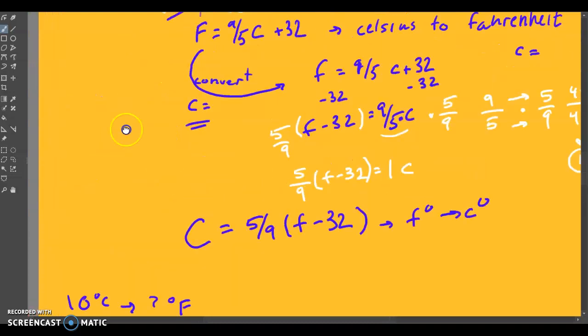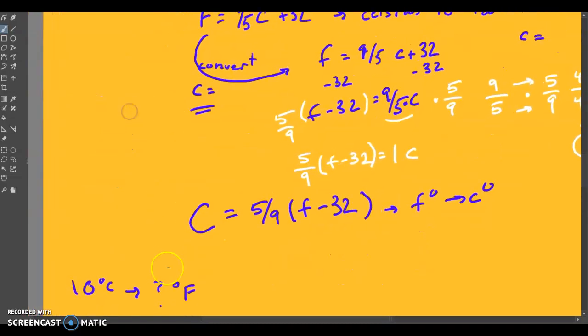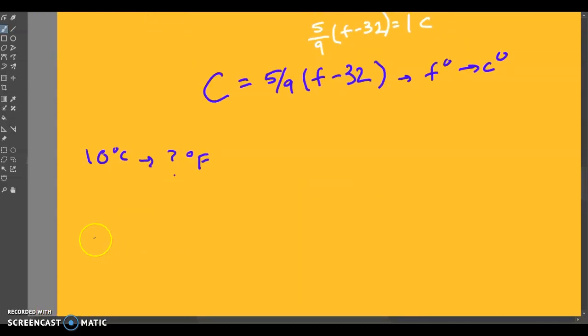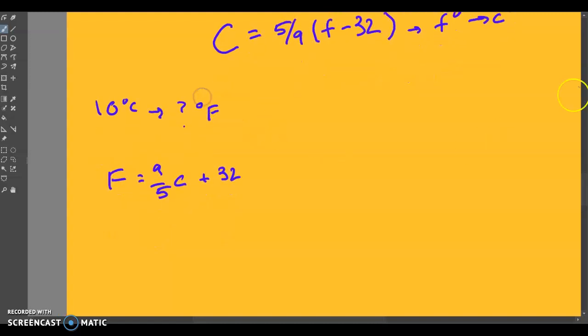So I look up at these top two formulas and I see that with my equation here, I am looking for Fahrenheit. So I'm going to choose the one that says Fahrenheit equals. So I'm going to use F equals 9 over 5 C plus 32. All right, and now all I'm going to do is plug in some numbers.